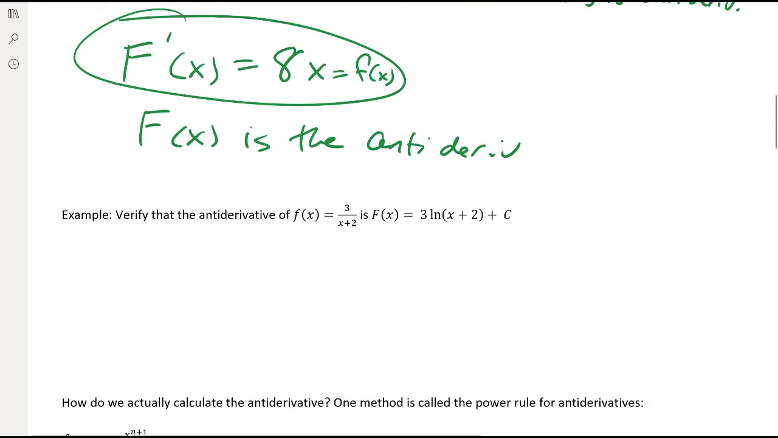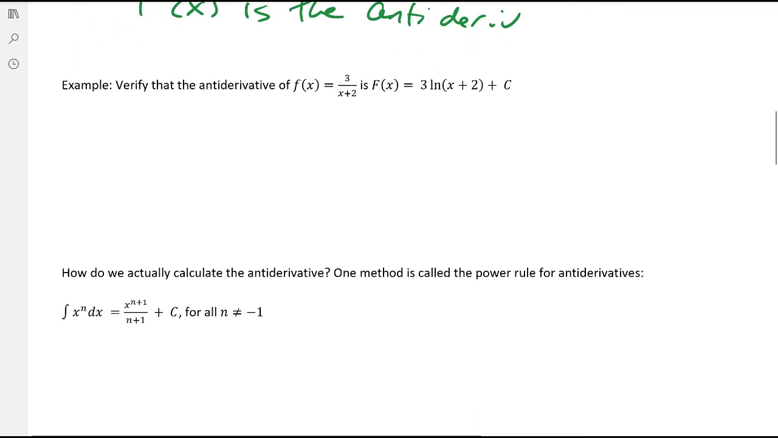Here's another one. Verify that the antiderivative of 3 over x plus 2 is equal to 3 times the natural log of x plus 2, plus C. Once again, let's take the derivative of big F of x. How do we take the derivative of a natural log? First of all, we know that the constant 3 is coming along for the ride. It's a constant multiple.